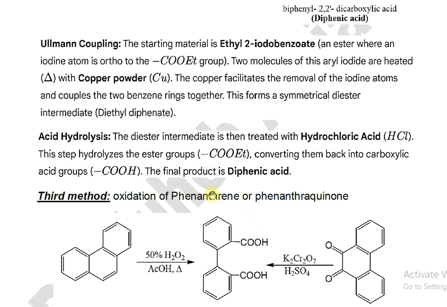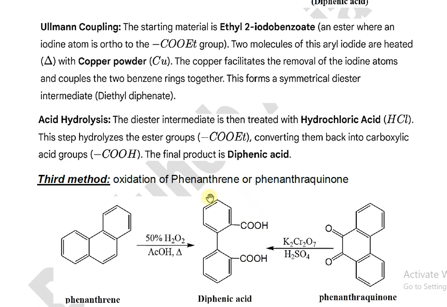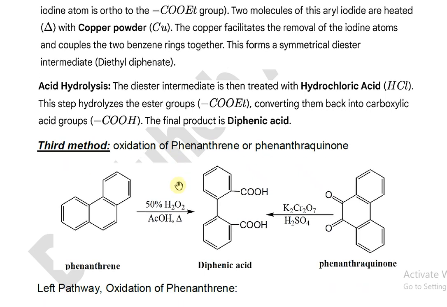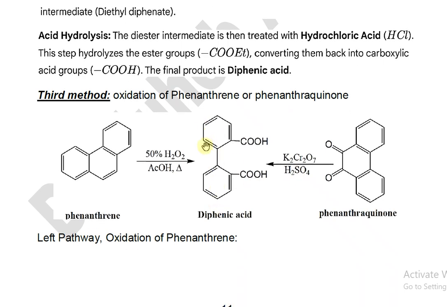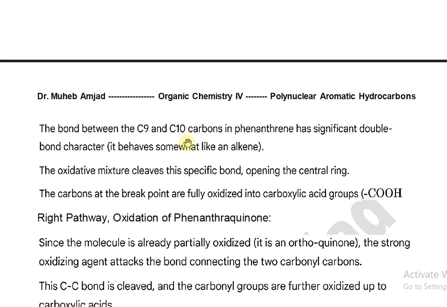carboxylic acid group. The third method is the oxidation of phenanthrene or phenanthraquinone. Phenanthrene can be oxidized by using hydrogen peroxide and heating to give us diphenic acid, or from phenanthraquinone, it also enters oxidation by using K2Cr2O7 in acidic medium to give us diphenic acid.